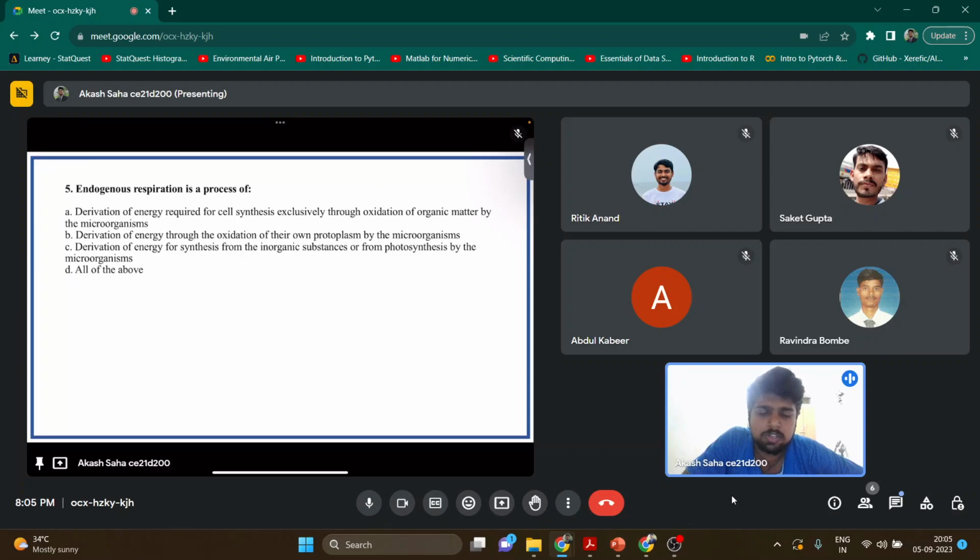Okay, so it is not talking about decay of microorganisms. It is talking about synthesis of microorganisms. So both option A and C are incorrect. D will also be incorrect. So it is option B.